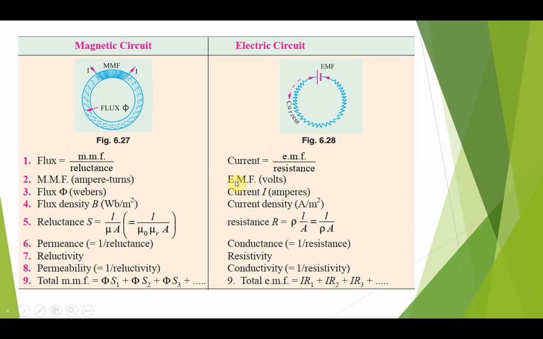Now EMF or volt is the source in the electric circuit. MMF, equal to ampere turns, is the source in the magnetic circuit. The unit of flux is Weber, and the current unit, which all of you know, is ampere. In this way you can study all these relationships and comparisons. You are already familiar with it, just revise it and remember it.